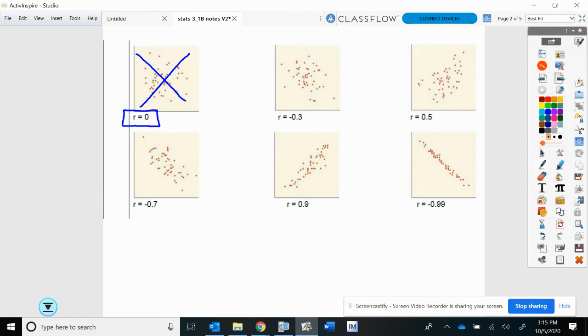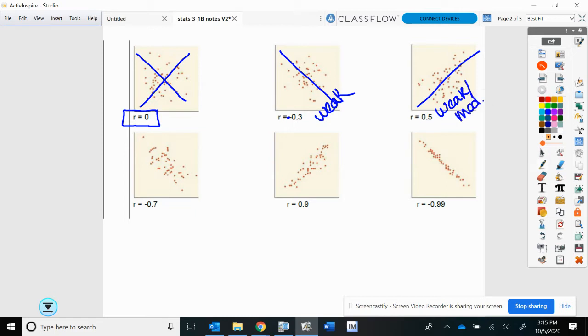This one, our second one, definitely looks like it's going down, but there's a lot of spread to it. So because it's going down, it's going to be negative. And because there's a lot of spread, it's a weak relationship of -0.3. Our next one is a 0.5. Again, it's kind of on the borderline of weak to moderate. It is definitely going up, but there is still a lot of scatter to that. So it could be weak or moderate, or moderately weak, however you want to describe that.